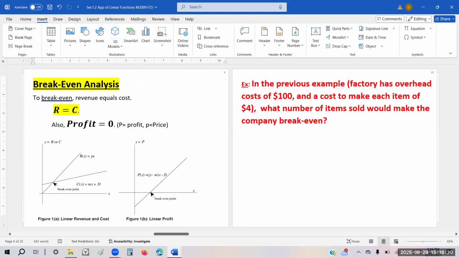Okay, now let's do one good example, not a bad example anymore. In the previous example, we have cost was what? 4x plus 100, right? And our revenue was what? 10x. When are you going to get break even? For how many items will our cost and revenue be the same? So what do you do? How do you start?